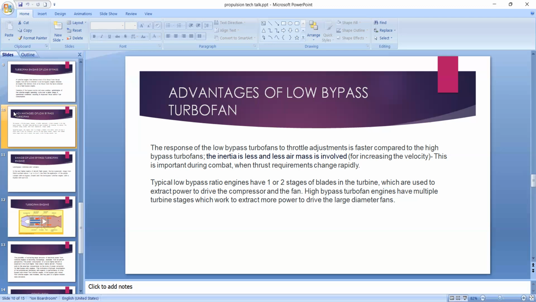Typical low bypass ratio engines have one or two stages of blades in the turbine, which are used to extract power to drive the compressors and the fan. High bypass turbofan engines have multiple turbine stages which work to extract more power to drive the large diameter fans.